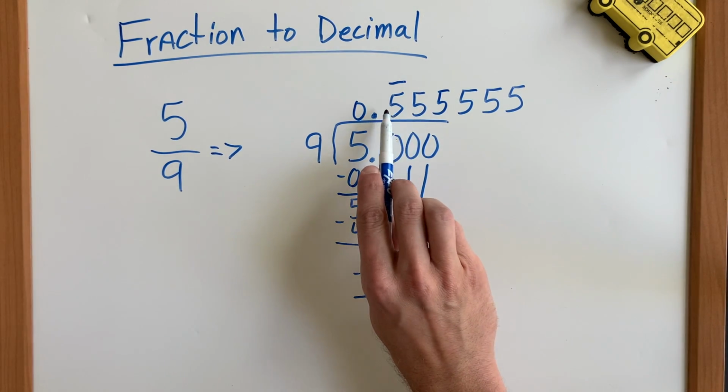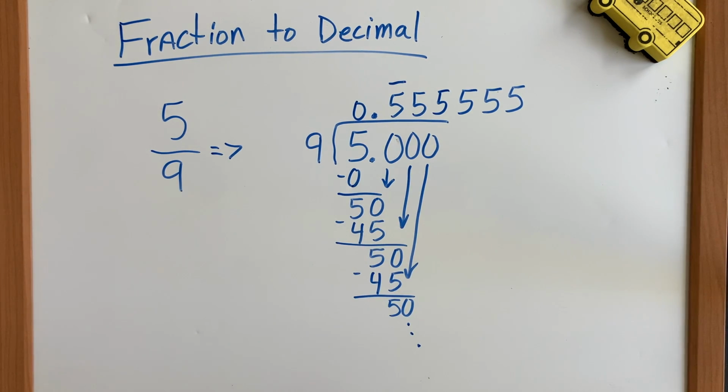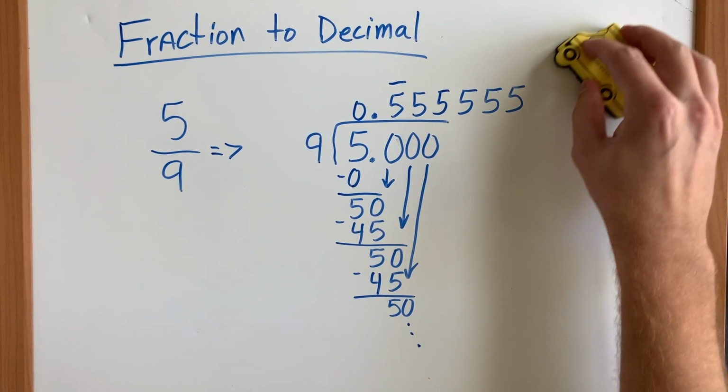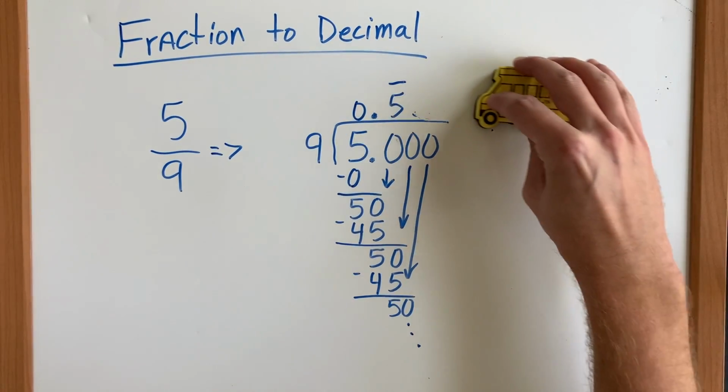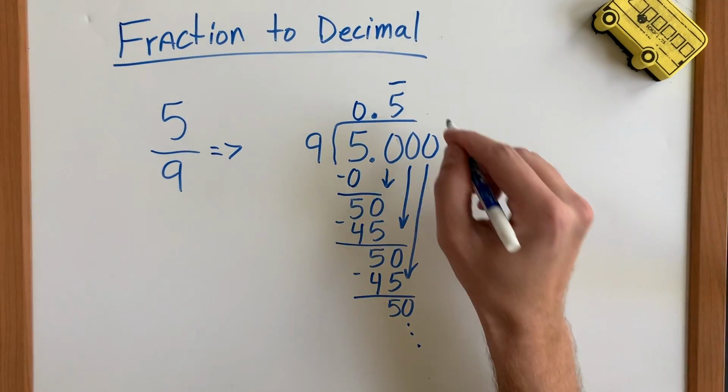In this case, because it's just 5s, we're going to put it over the first 5, and we can erase the rest of them if we want to, now that we've seen the pattern. And what we're going to say is that this is our final answer.